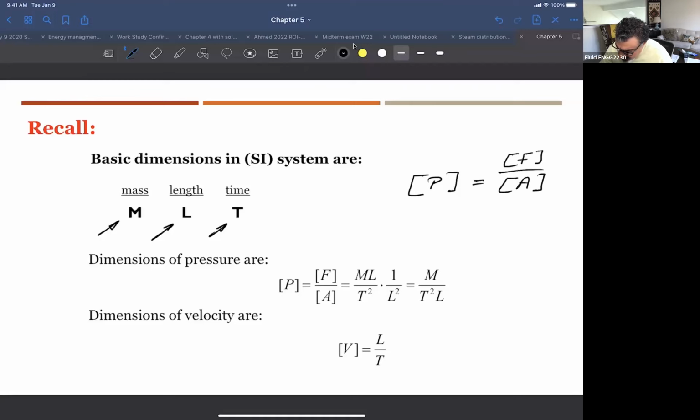So now F over A. We know F is mg, right? The mass times the acceleration, right? And then the area is length squared. So we can put the force as mass times acceleration, so M L over T squared, and then you divide it by L squared, right? So at the end, the pressure dimension is M divided by T squared L, right? So we know the dimension for any secondary variable can be determined. Like velocity, for example, is L over T, the dimension of a length divided by the dimension of time, okay?